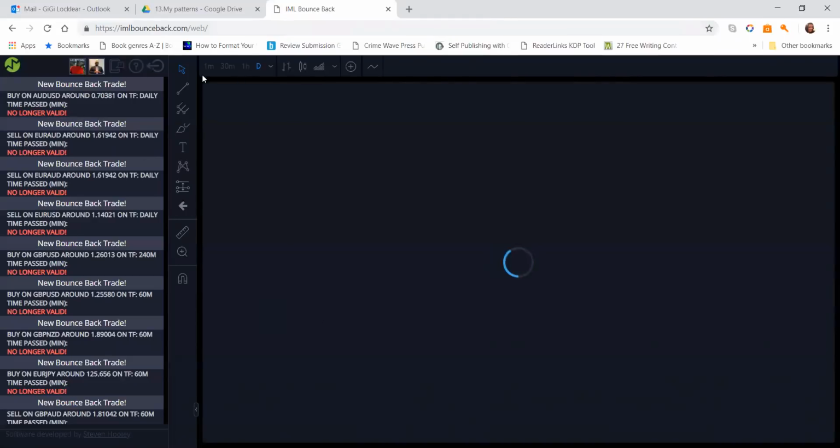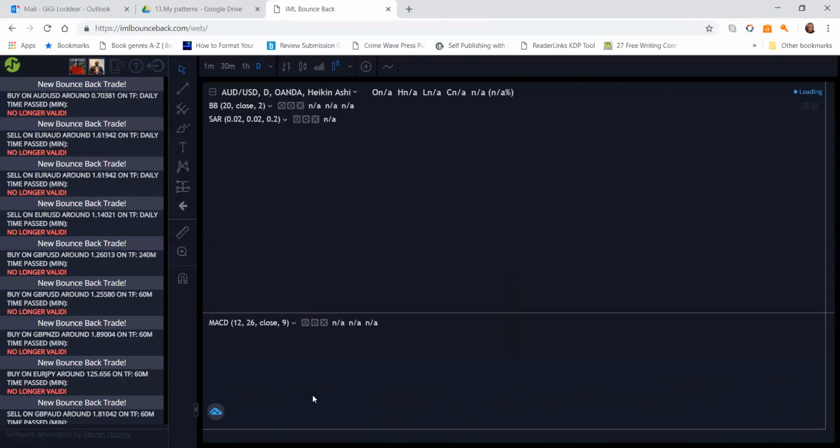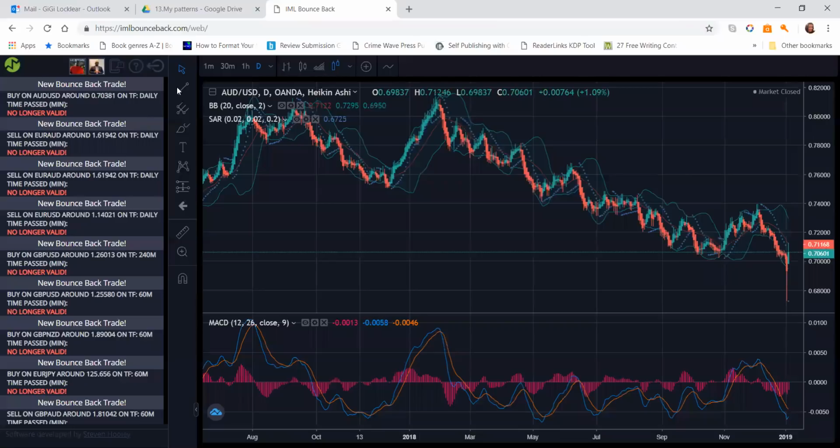And you can go onto this because this is TradingView. This is the TradingView platform, and you can mark these up to get your stop loss and take profits just like we did. How did you get to that screen? imlbounceback.com/web.